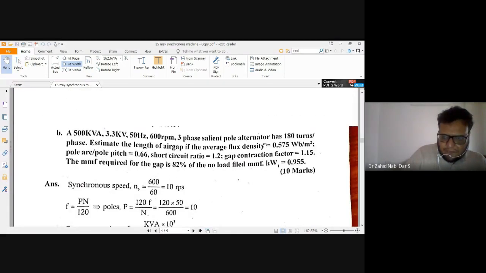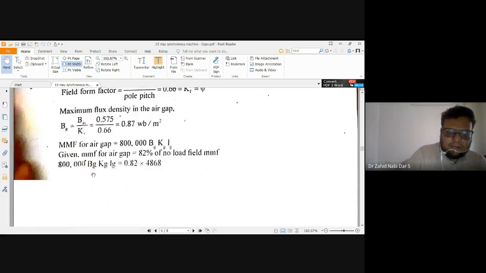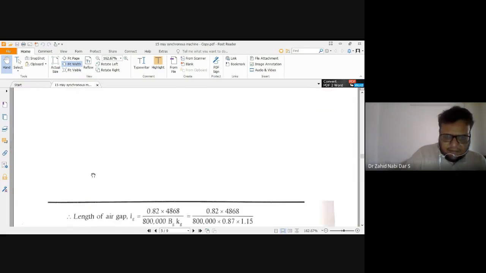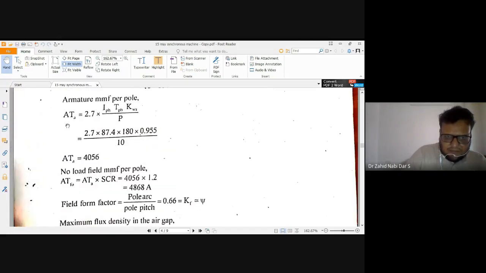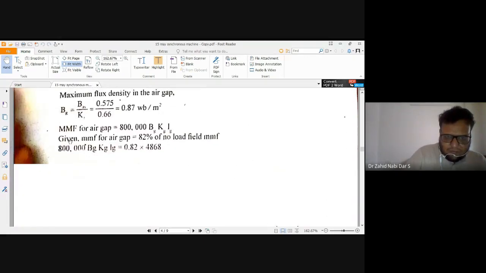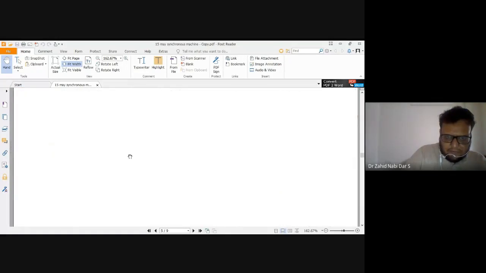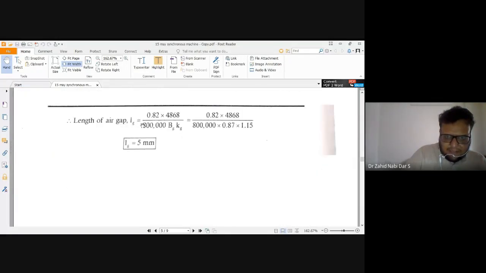See here, gap contraction factor 1.15. This is the kg value. In induction machine also we have studied similar thing. In a synchronous machine also we have seen the same thing. So this is your gap contraction factor. So this MMF for air gap is equal to this, and from here you will get the length of the air gap.